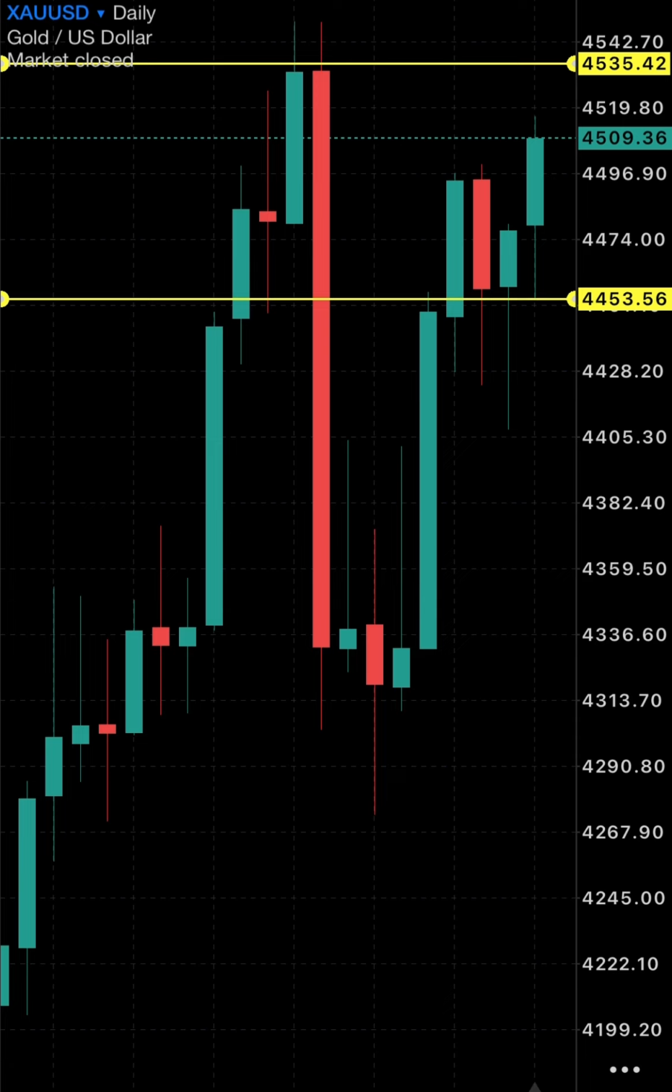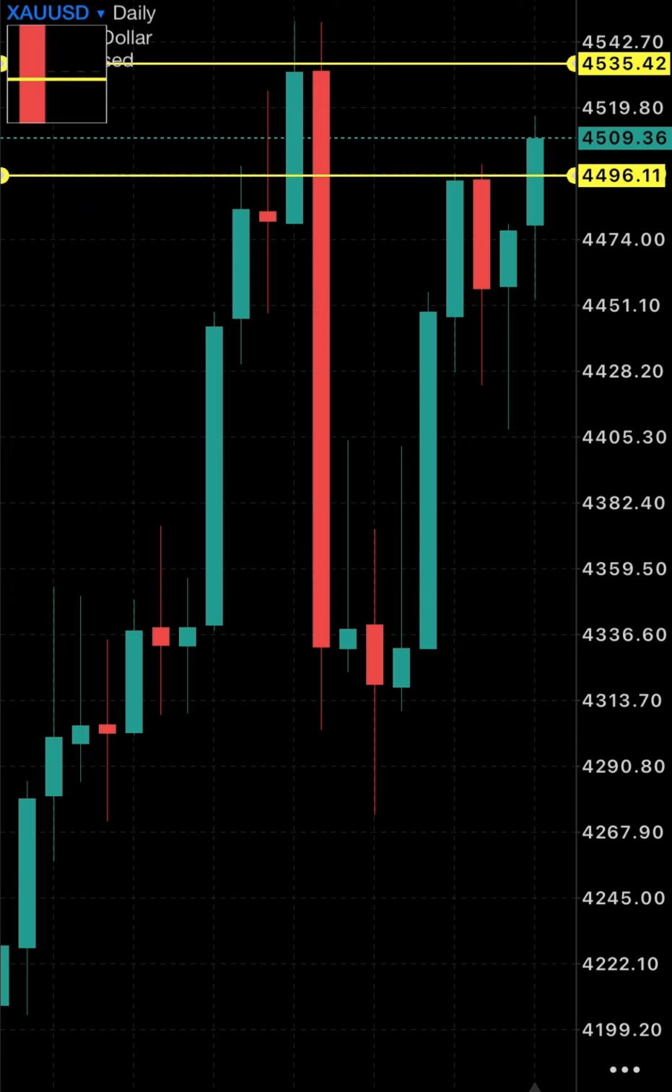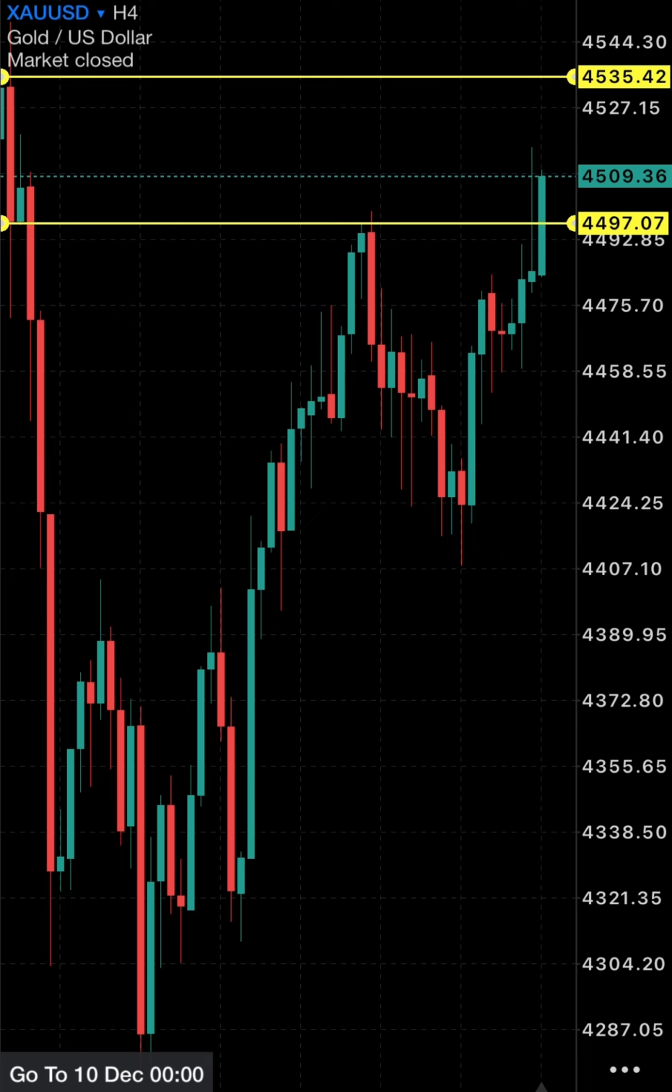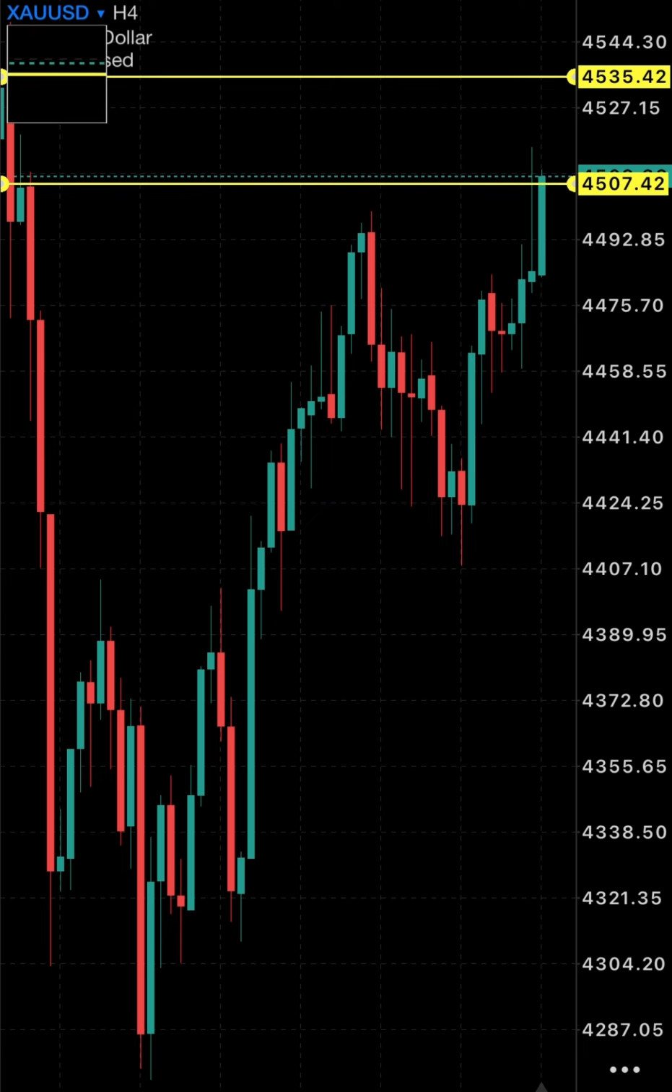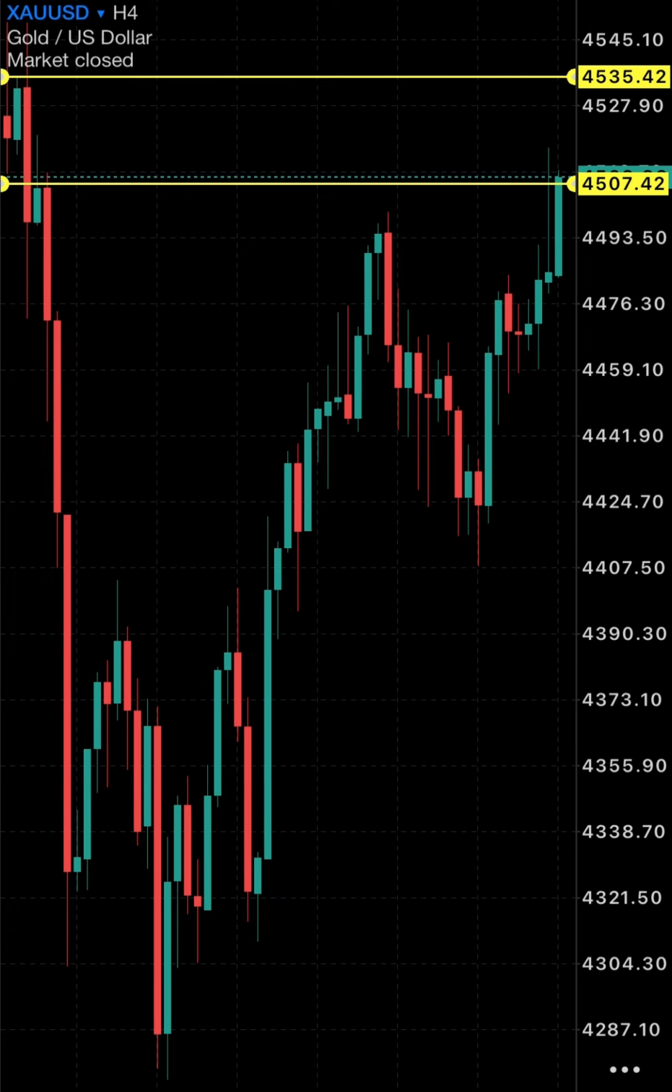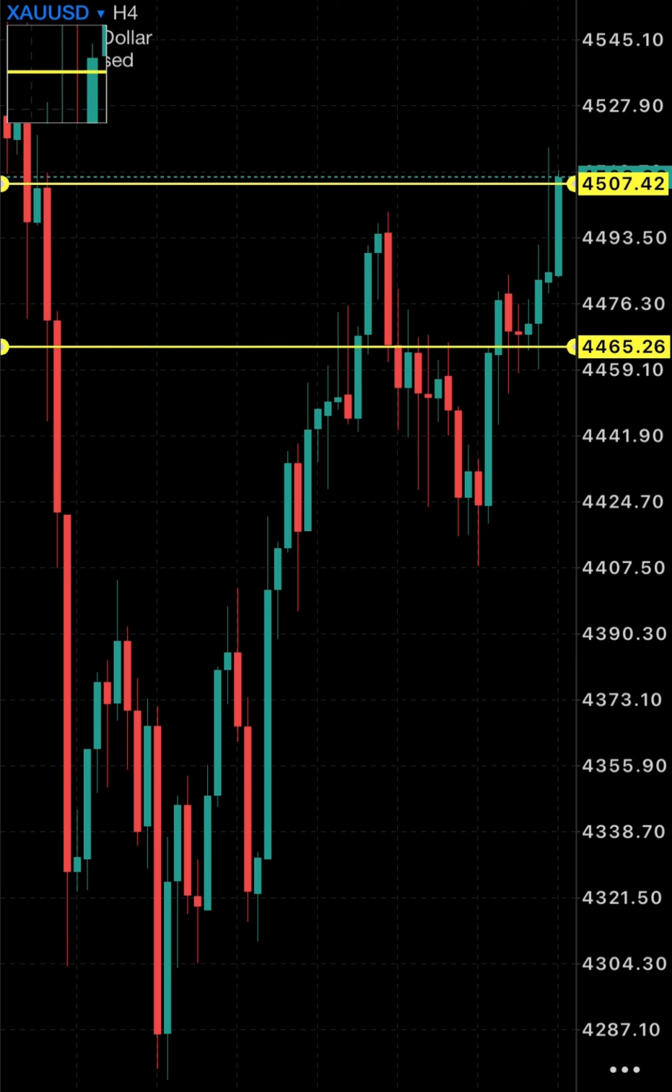Here we can see that our daily candle from Friday broke the daily resistance and closed at 45.09, and our next daily resistance is at 45.35. On the 4 hour, we see the same thing: we closed above the 4 hour resistance, and the next resistance is the same at 45.35, and we have a support formed at 44.65 on 4 hours.